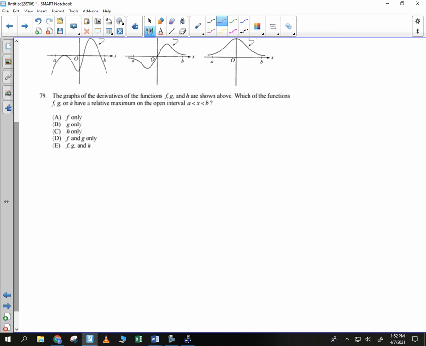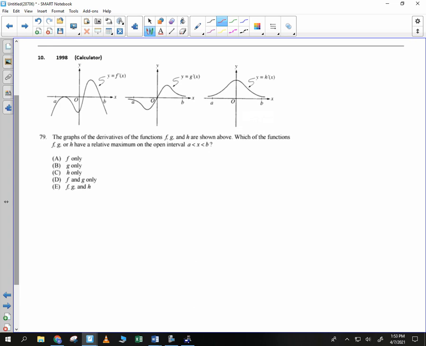And finally, in this situation, it says the graphs of the derivatives are shown above. Which of the functions f, g, or h has a relative maximum? This is one you want to get. Relative maximum happens when the derivative changes from positive to negative. So these are all derivatives. Does H ever change from positive to negative? No. Does this ever change from positive to negative? No, it changes negative to positive. Does this change from positive to negative? Yes, so this is the only one that has a relative maximum. Score it up.